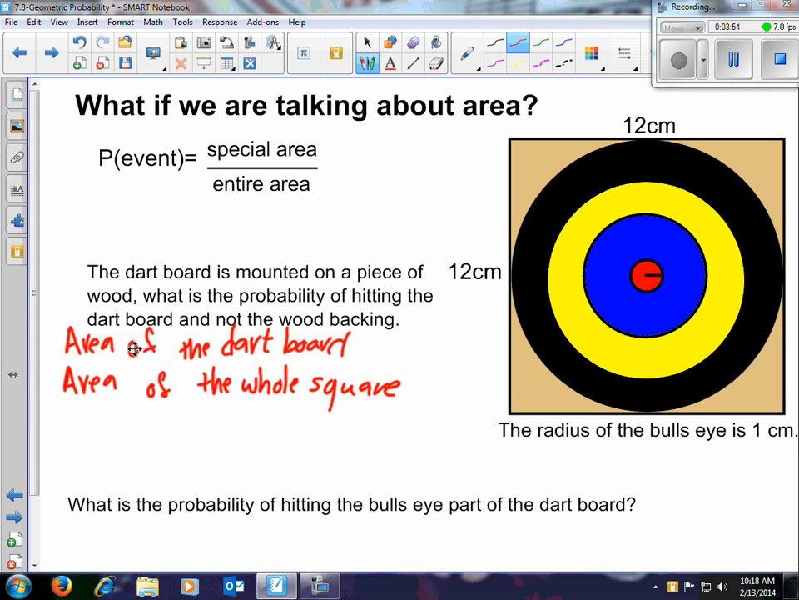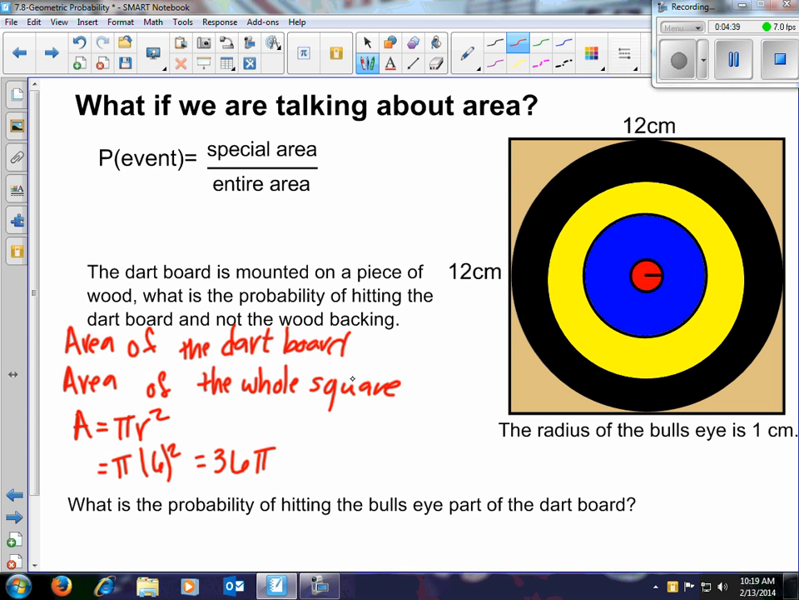Alright, so if we're finding area of the dartboard, we are going to have area of a circle, because our dartboard is a circle. We're going to have area equals pi r squared. Now, if our whole length here is 12, so the distance from one side through the center to the other side is 12, that would be like my diameter length. My radius length is going to be half of that. So my radius is going to be 6, so I'm going to have pi times 6 squared, which is just going to be 36 pi.